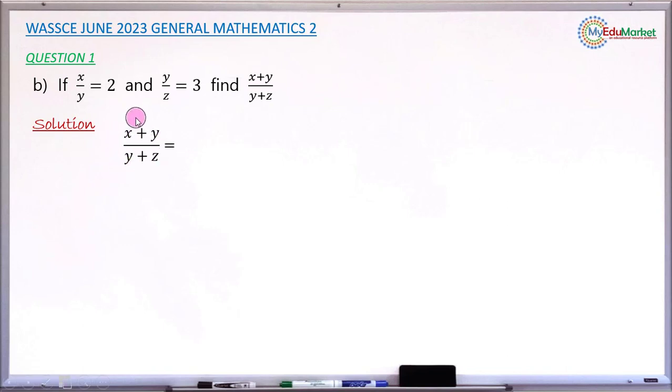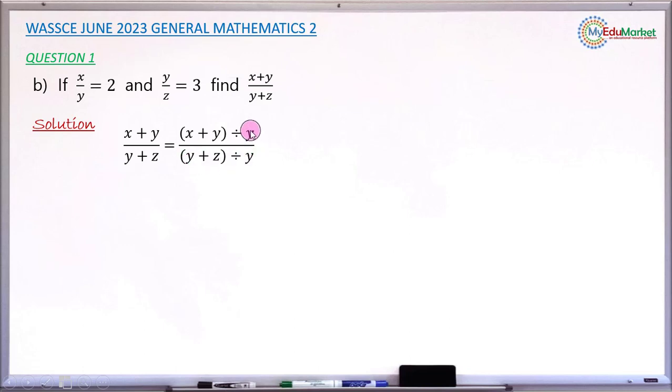Now try to re-express this fraction by doing all the operations that are allowed in mathematics so that you do not change the fraction entirely. Do all that is possible so that you have x over y and y over z somewhere, so that you can replace x over y by 2 and y over z by 3. In attempting to do that, we will divide both the numerator and the denominator by y.